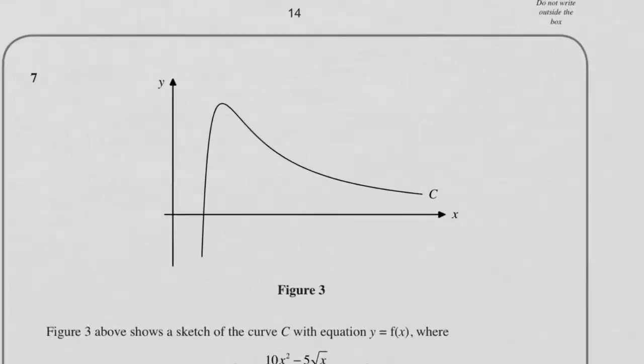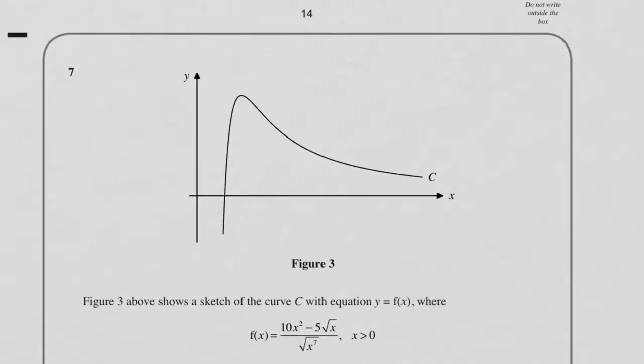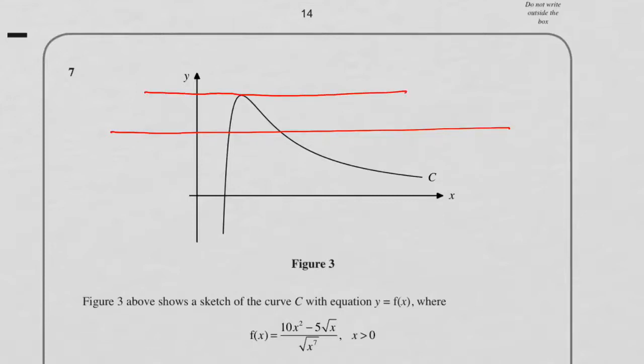Okay, so we've got y equals k here. Let me make this a bit bigger. Okay, so we've got some horizontal lines here. Now if I draw a horizontal line across here, it's going to cut twice, so that's no good. If I draw a line right at the peak there, it is only going to cut once. It's going to have a repeated point there, but it will only be one.